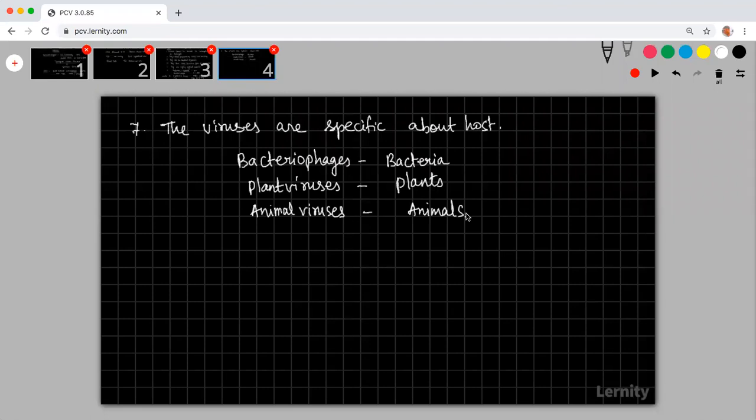Okay, so they are host specific, which means bacteriophages cannot affect animals. Bacteriophages cannot affect plants. Bacteriophages will affect only bacteria. Similarly, plant viruses will not affect human beings. Plant viruses will affect only plants. Animal viruses will not affect plants or bacteria. Okay.